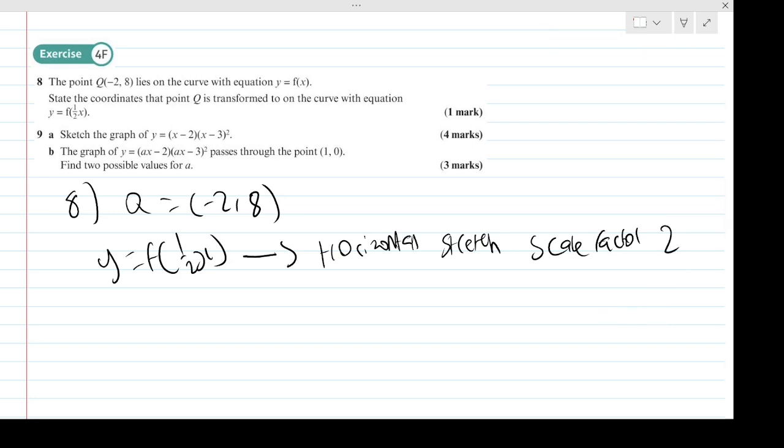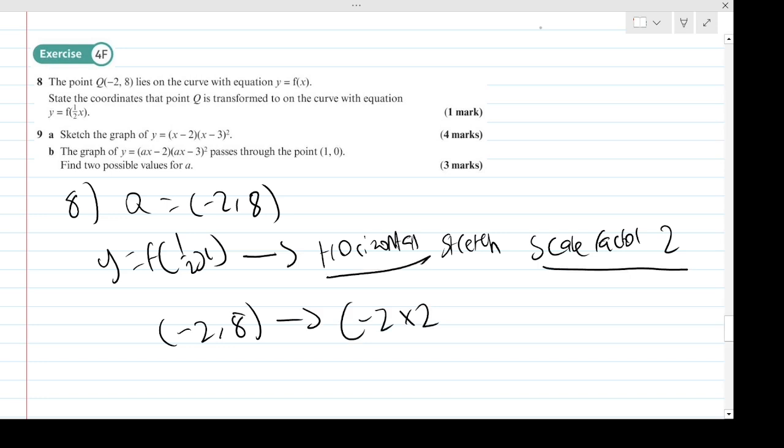So that's saying effectively this is timesing the x value by 2, okay? Or dividing the x coordinate by a half. They're the same thing. So that means -2, 8 under this transformation has to go to the point, well, -2 times 2. That's my scale factor horizontally, which means x, right? It affects the x values.